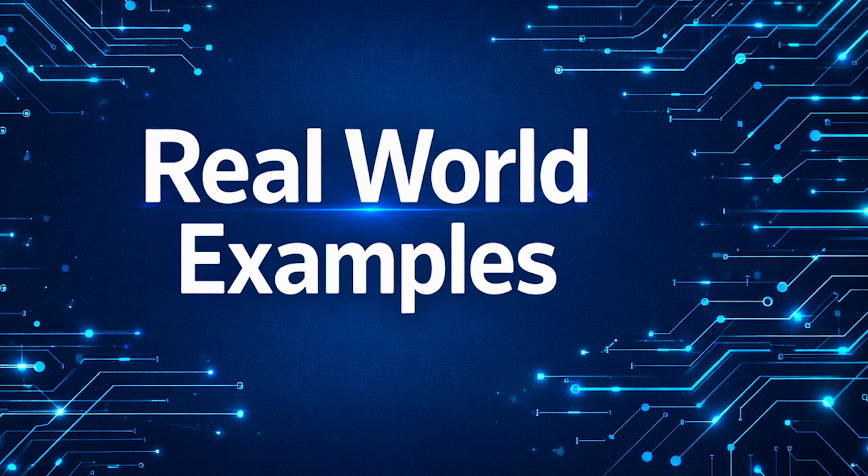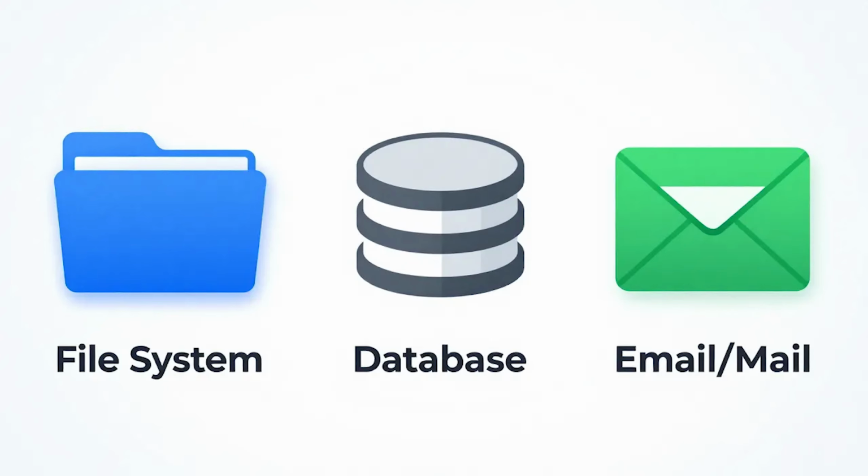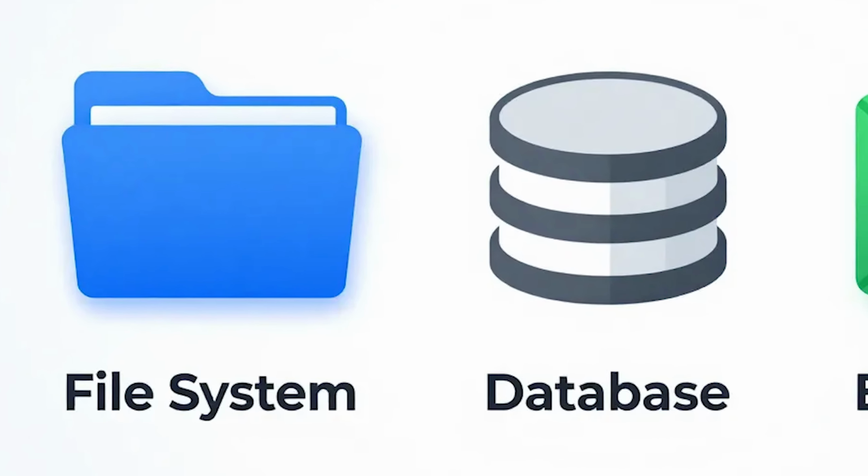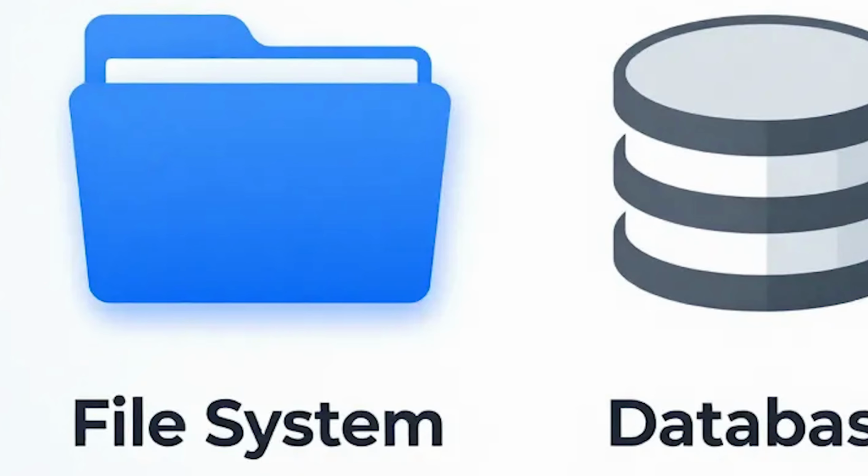Let's make this concrete. We know the theory, but what does this actually look like when you sit down to code? Here are three real world examples of MCP servers you might build. First, the file system server. This is the hello world of MCP, but it is incredibly powerful. Imagine building a .NET server that exposes a specific directory on your computer, say your source code folder. You can give the AI a read tool and a write tool.